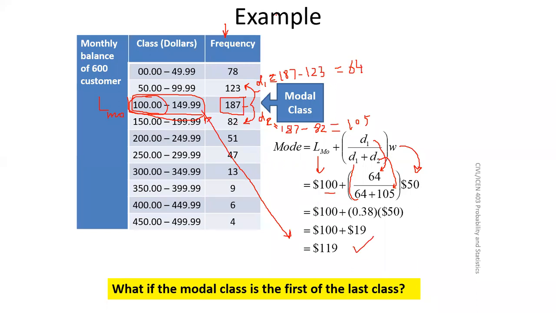W is the class width. Width is the difference between any two classes. If you take the difference between any two classes, you see 200 and 250, that is the W. So how many items are there in the class? There are 50 items from 100 to the last one, 149.9. So the class interval is 50. Any other questions?